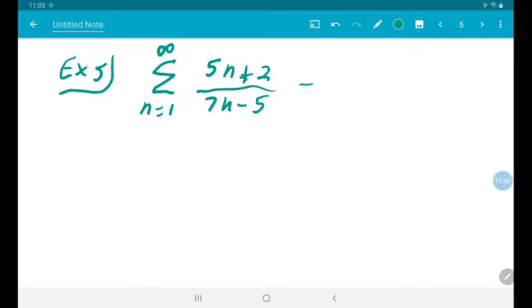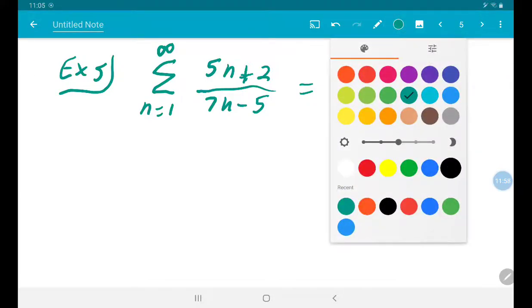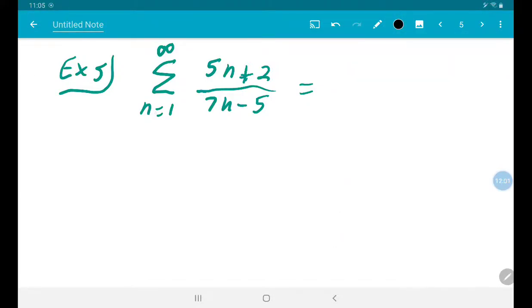If you feel so inclined, and I'm going to be honest, I don't ordinarily, but I'll do it this one time. What this means is, first I'll plug in 1. So 5 times 1 plus 2 would be 7. 7 times 1 minus 5 would be 2. Next term I would plug in 2. 5 times 2 plus 2 would be 12. 7 times 2 is 14 minus 5. That's 9. Let me do one last one. Plug in 3. 15 plus 2 is 17, and then 7 times 3 is 21 minus 5, 16. And so forth. These are the terms I'd be adding.